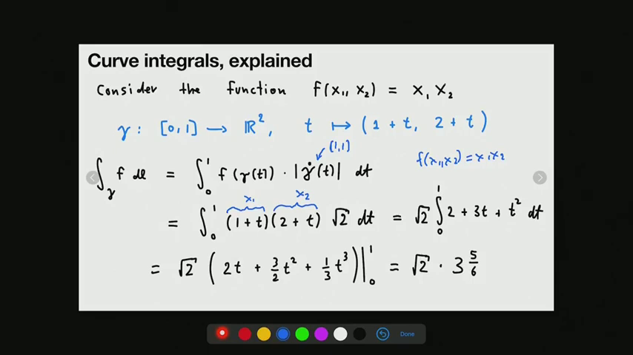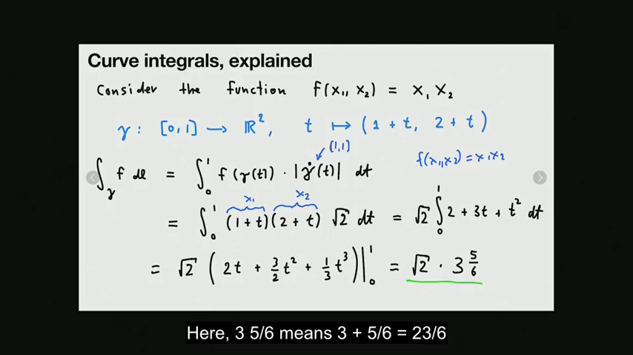Okay, and multiplying everything out, we can pull out this factor of square root 2. And if you multiply out internally, what we get is just some polynomial, 2 plus 3t plus t squared, with this factor of square root 2 pulled out. And eventually, we just use our standard calculus methods. We compute the antiderivative, and we evaluate that at the points 0 and 1, giving us the following final result: square root 2 times 3 5/6.